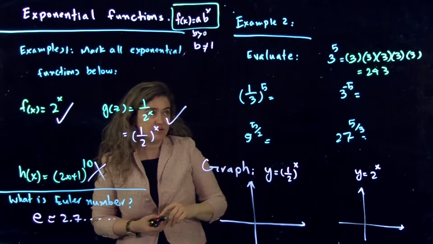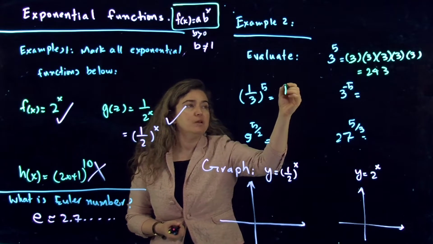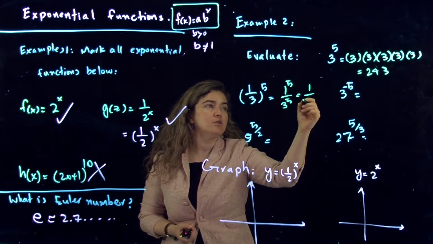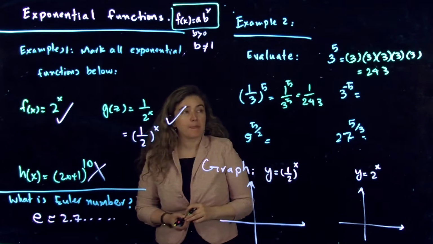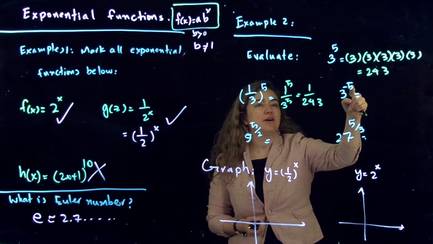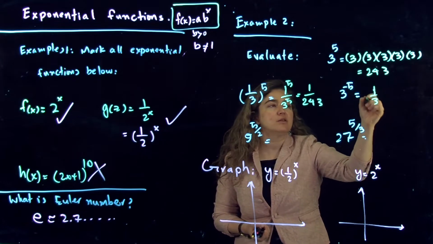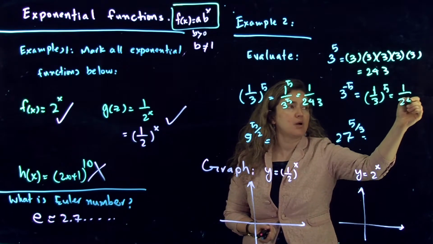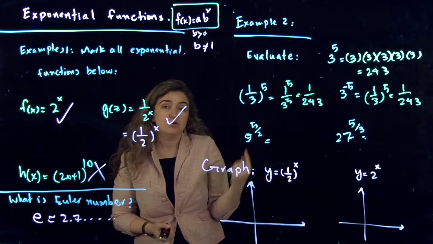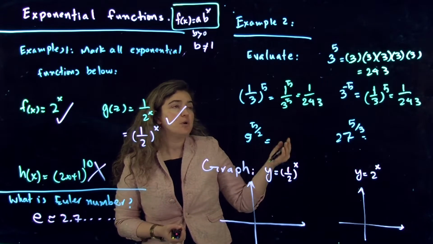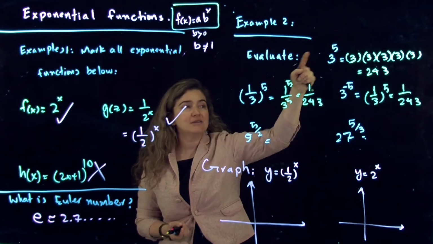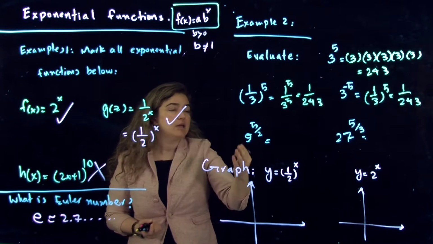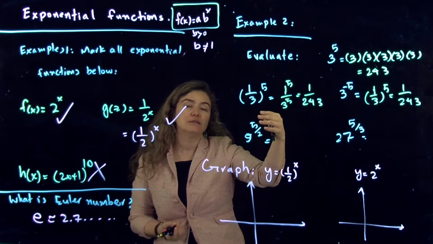Now, what is 1/3 to the power 5? That would be 1 to the power 5 divided by 3 to the power 5, and that is 1/243. Now, what's 3 to the power negative 5? That is, again, 1/3 to the power 5, the same thing as this problem. What's 9 to the power 5/2? So far we have done the power positive, we've done power negative, we've done base that is less than 1.